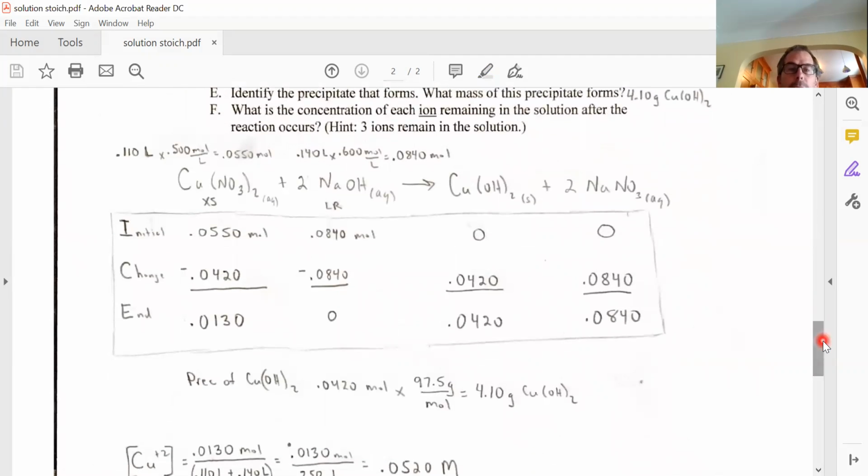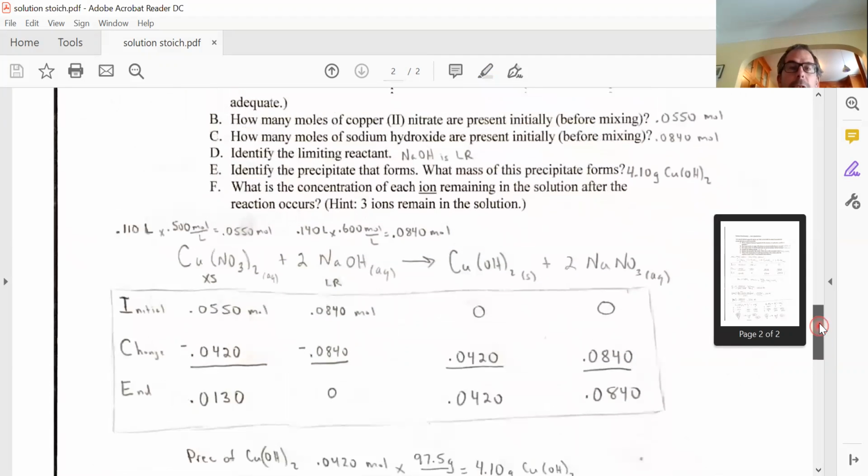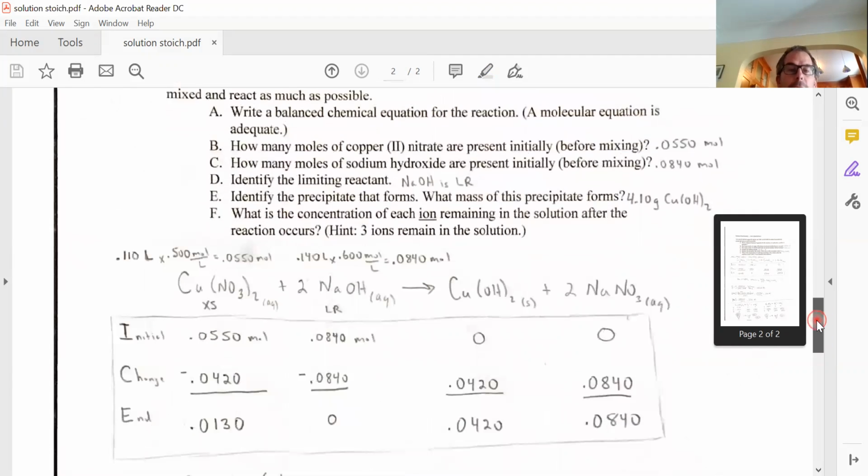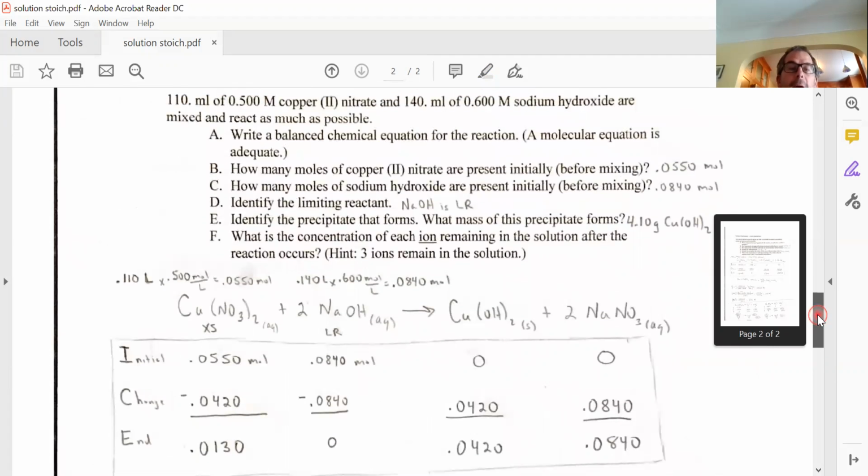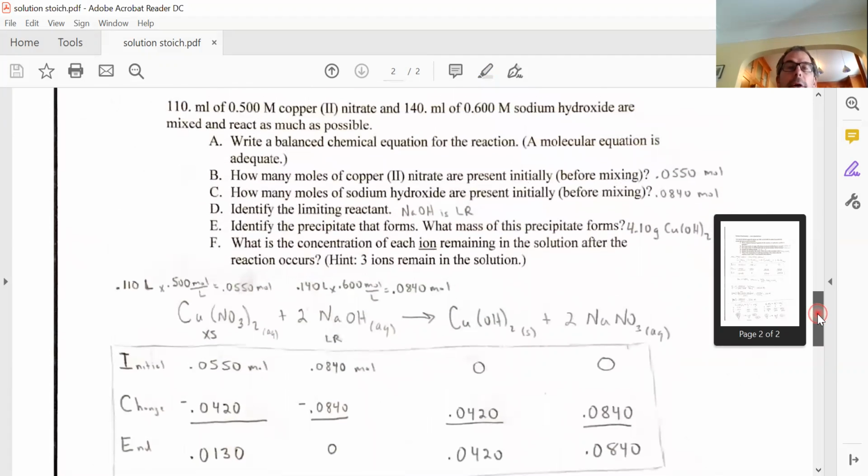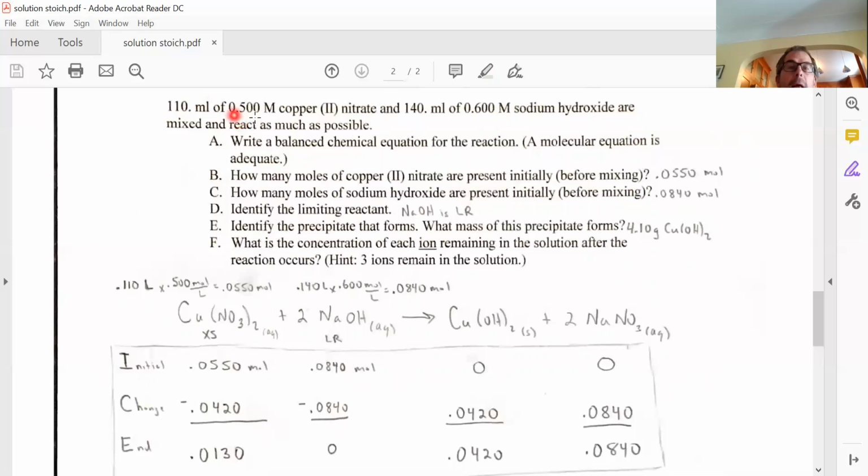So what I'm going to do is figure out the moles of my reactants here. I have milliliters and molarity of copper, so I can convert that to liters, times molarity gives me moles of the copper, actually copper nitrate. So I'm going to put that in moles right here. And then I'll do the same thing: the liters times the molarity gives me the moles of sodium hydroxide.